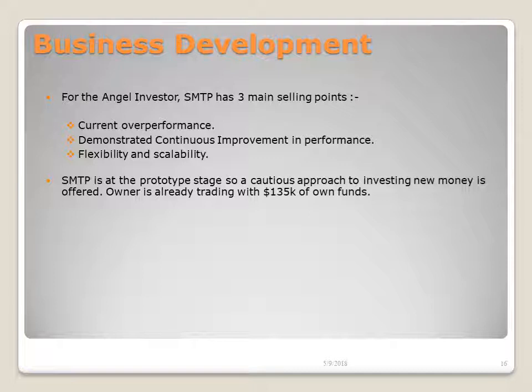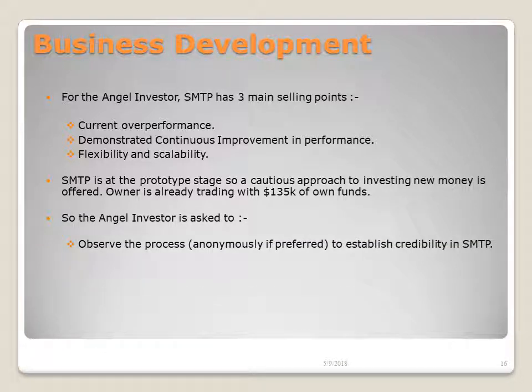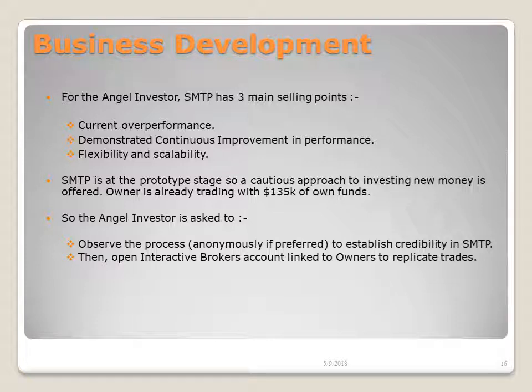$135,000 of own funds. So the angel investor is asked to: firstly, observe the process, anonymously if preferred, to establish credibility in SMTP. Goal is to establish trust by offering free real-time access to all trading information via the website. Then, open an Interactive Brokers account linked to owner's account so that trades can be replicated. Finally, commit to investing in SMTP, possibly using profits from IB account.